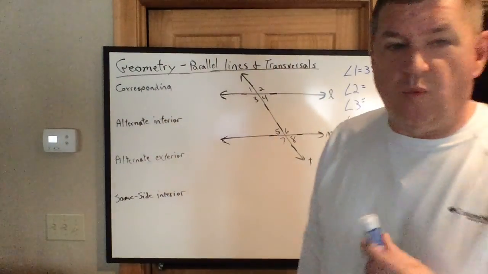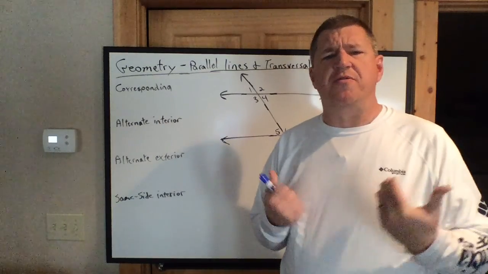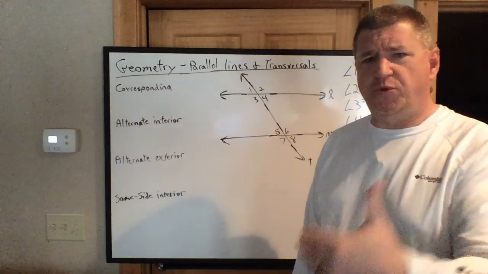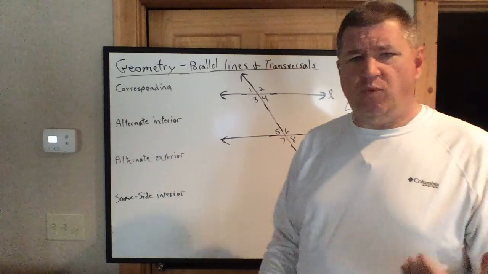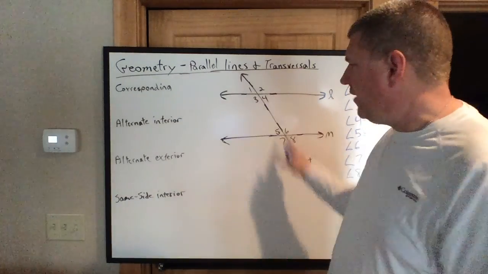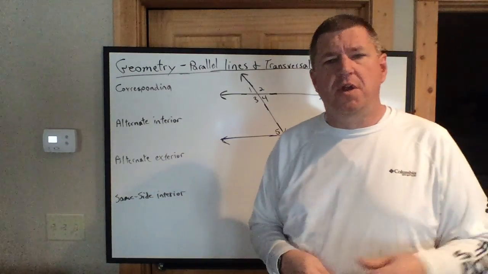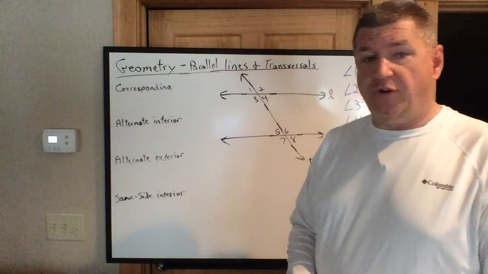All right, in this video, we're going to talk about geometry, parallel lines, and transversals. We're going to talk about their different measures and how those measures relate. In another video, we talked about how the angles were formed by two parallel lines cut by a transversal. Now we're going to talk about the relationships between each of those angles and how they're created.